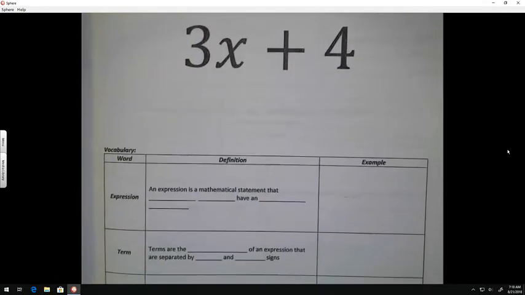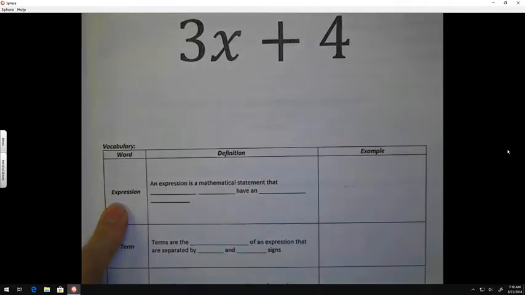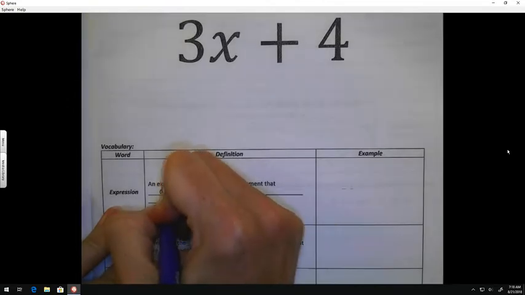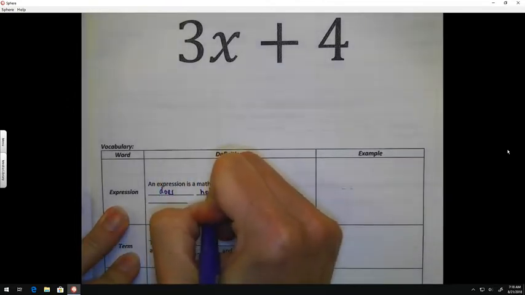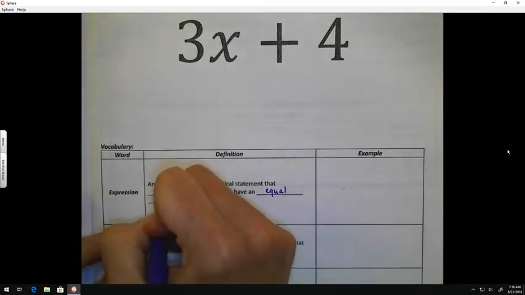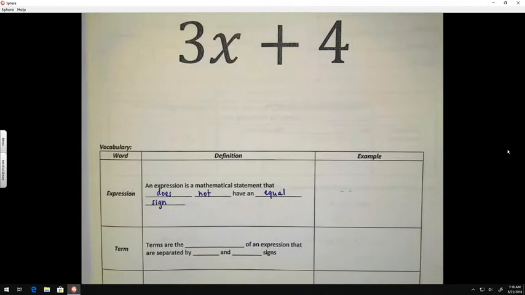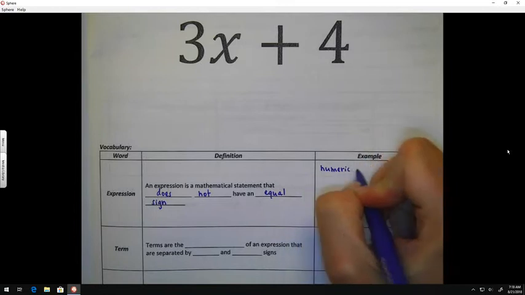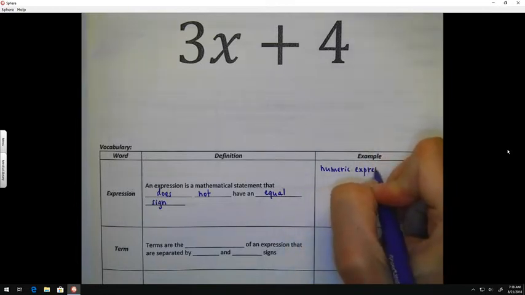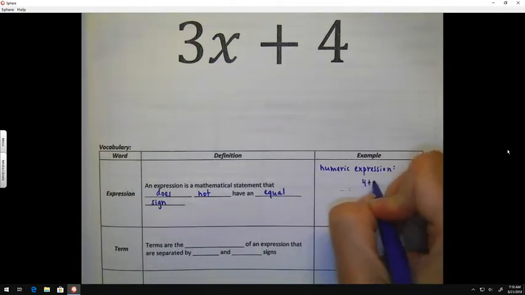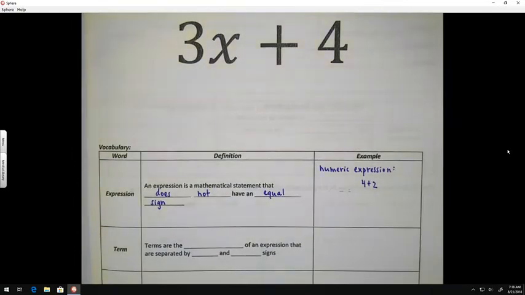So the first term we have is an expression. And an expression is just a mathematical statement that does not have an equal sign. So for example, a basic numeric expression. And numeric means just numbers, right? So a basic expression with numbers would be something like 4 plus 2. So it's a math statement, but we don't have any equal signs.